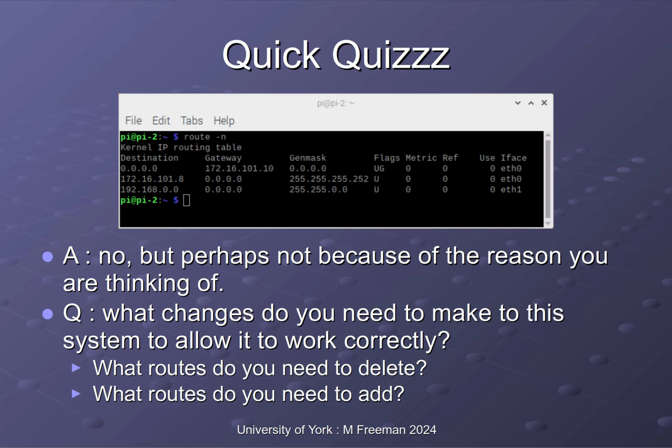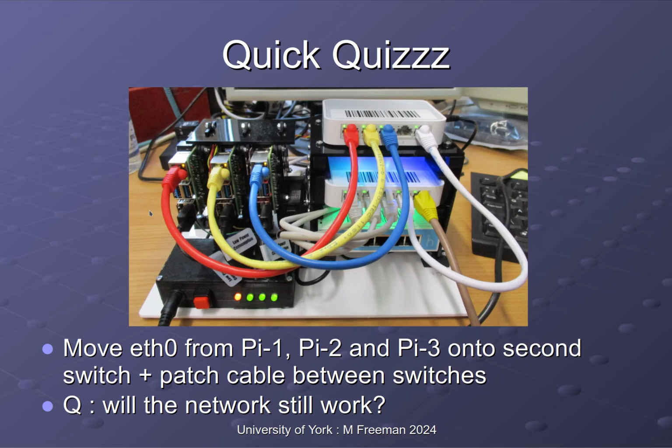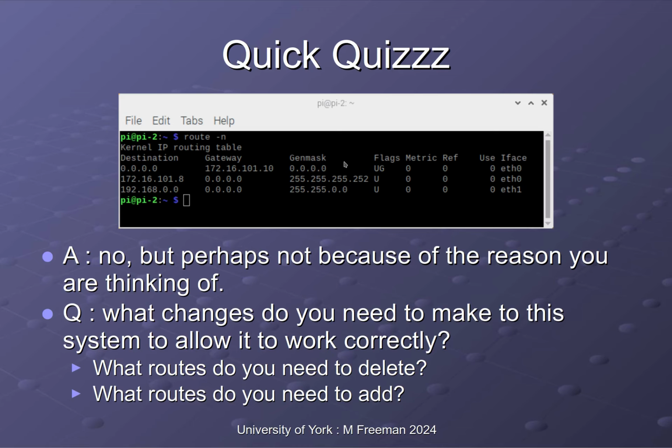So again, the routing table for each Pi will be as shown here. So this is the routing table for Pi 2. So can you see what changes you could make to this routing table to allow these network interfaces to operate? So fundamentally they can work, but if you make some changes to this routing table, you will be able to communicate between those network interfaces.